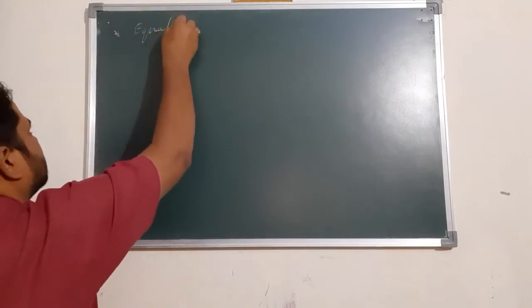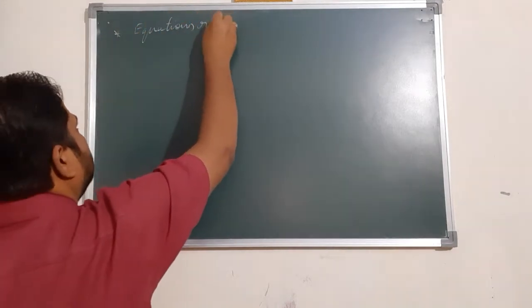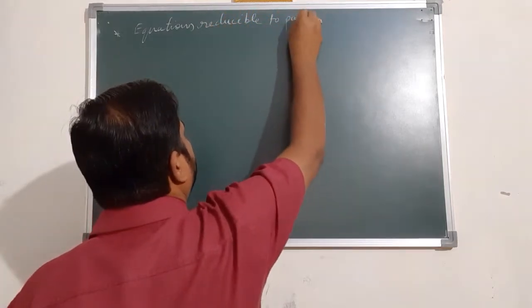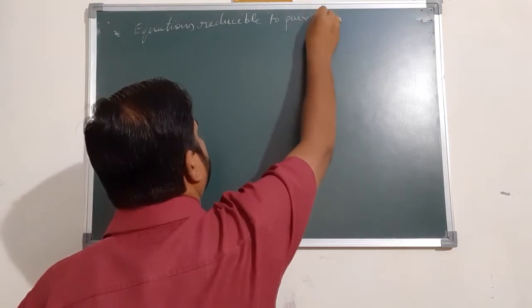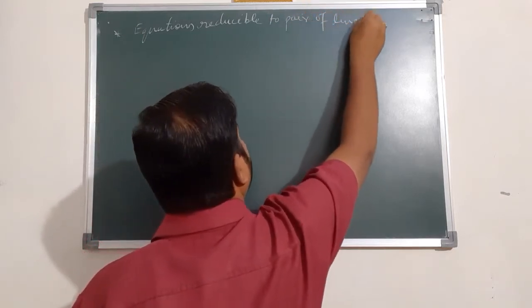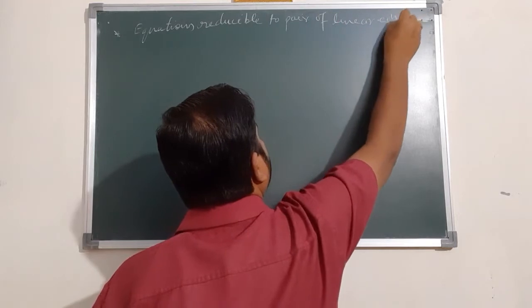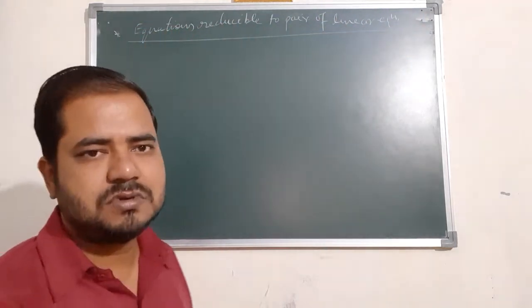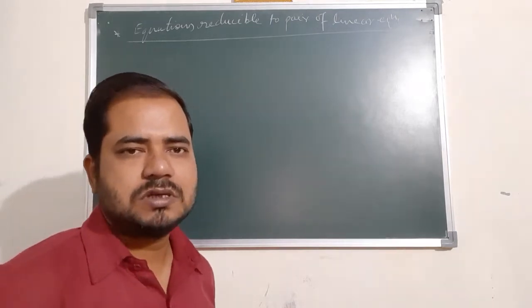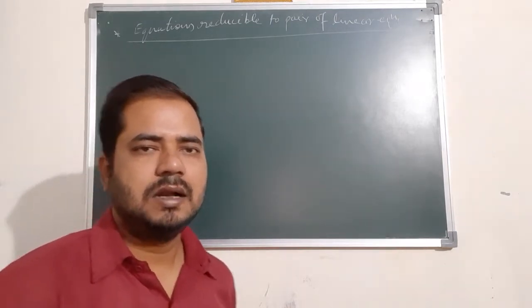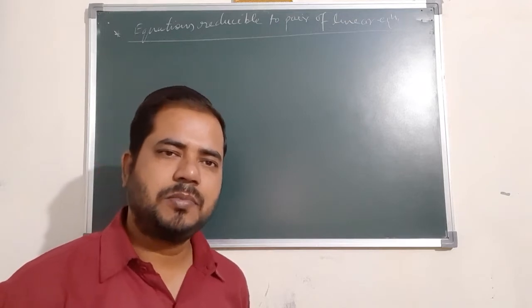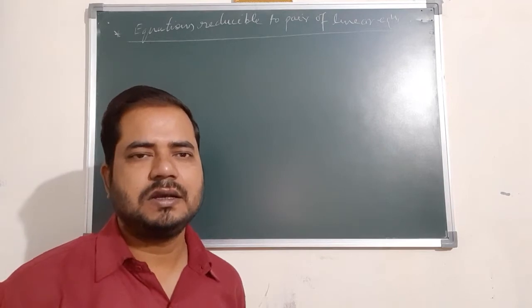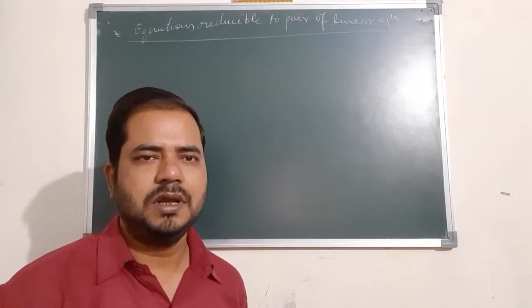Equations reducible to a pair of linear equations. What is the meaning of equations reducible to a pair of linear equations? Sometimes equations are given in such a manner that they do not look like a pair of linear equations, but after some substitution we get a pair of linear equations.